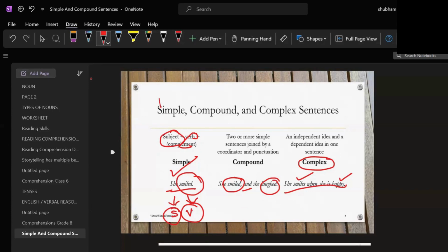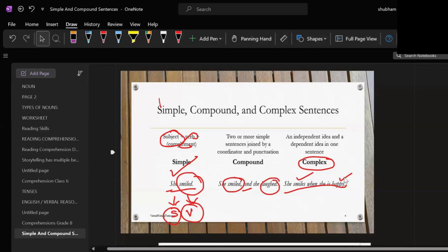If I tell you, Aras would smile when he is happy, he won't smile without any reason. So this is a dependent factor. The other action would only take place when the first action has taken place. For example, I will have juice when it is hot. Only when it is hot will I have juice. Otherwise, there is no other reason for me to have my glass of juice. So a complex sentence always has one factor dependent upon the other factor.